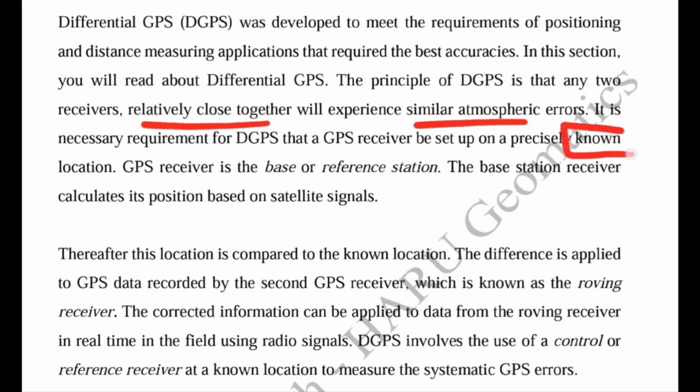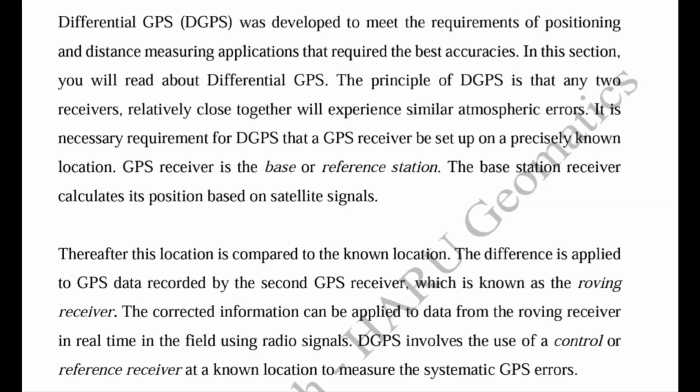So it is important that one station, or we can say one receiver, is set up on the known location, means a point whose coordinates we know. That receiver is known as the base or reference station, and this base station receives the signal from the satellites and calculates its position regularly. Whatever the errors are there, they are directly transmitted to the rover receiver, which is the other receiver.